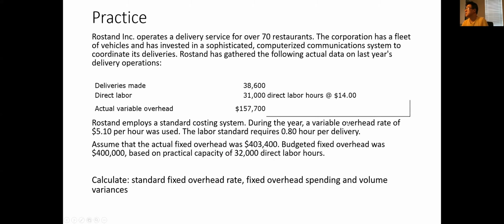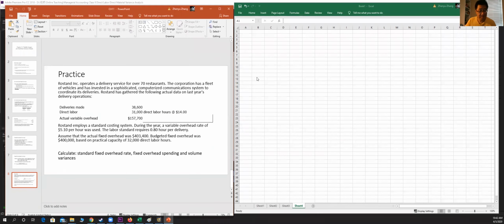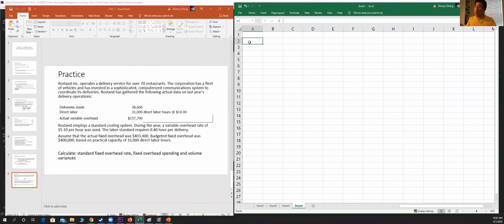Okay, so let's take a look. Again, don't be lazy when we do calculation. I think it's always a good idea to figure out, right? So what do we need for this? We need actual fixed overhead, and we need budget fixed overhead, and we need standard fixed overhead. All right. So let's first talk about actual fixed overhead. What's our actual fixed overhead? It's 403,400 here.